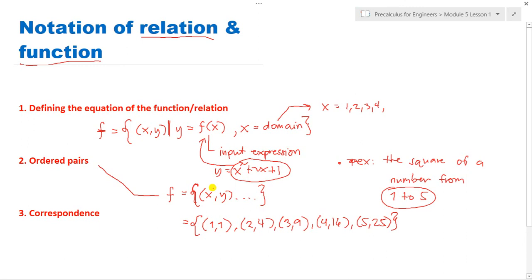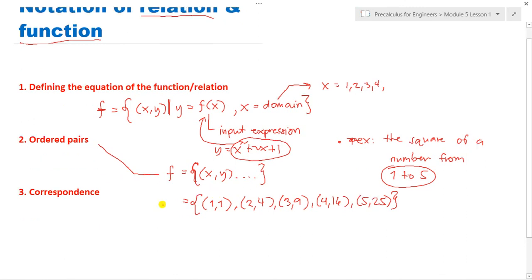For ordered pairs, class, ang iyahang pros is you can see the values of your domain and your range. So makitaan siya every unique value for every domain and range. Whereas sa first method, class, di niyo siya makitaan. You can only see the formula or the input function. But here, makakita ka ng domains and range for our second method.